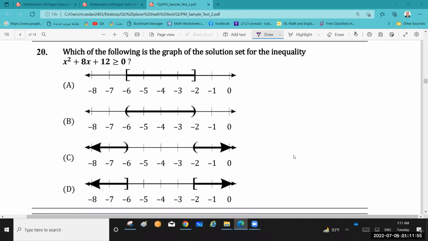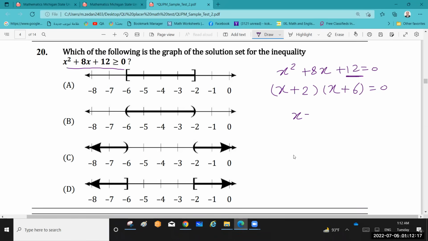Which of the following is a graph of the solution set for the inequality? This one. To solve this inequality, just write it as the equation x squared plus 8x plus 12 is equal to 0 and try to solve it by factorization or by any means. X squared is x times x and the 12 is 2 times 6, both positive. So x is negative 2 and/or x is negative 6.